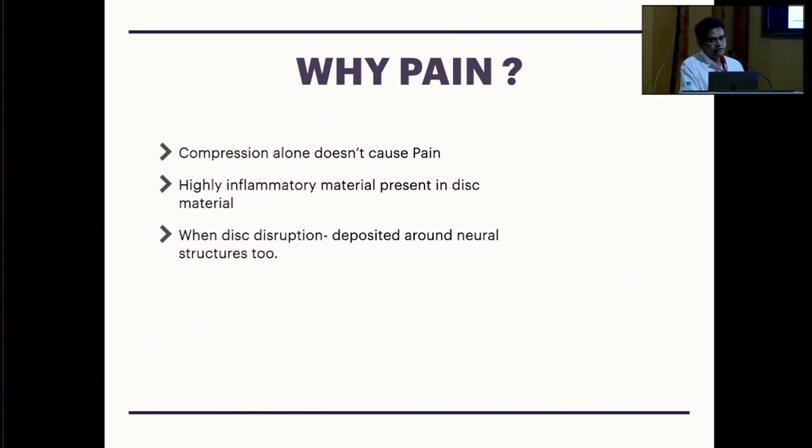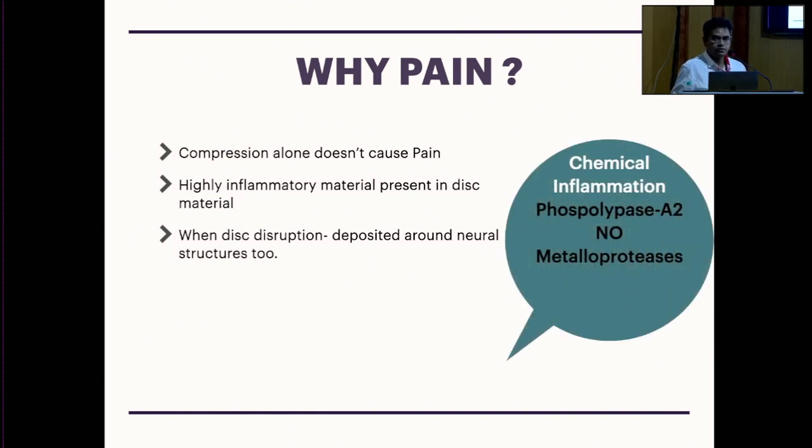The highly inflammatory material present in the nucleus pulposus, such as phospholipase A2, nitric oxide and metalloproteases, comes out when the disc is disrupted and is deposited around the neural structures. It elicits a neural chemical inflammation that leads to intense pain. And if it is going along the nerve root, that becomes a radicular pain in the patient.